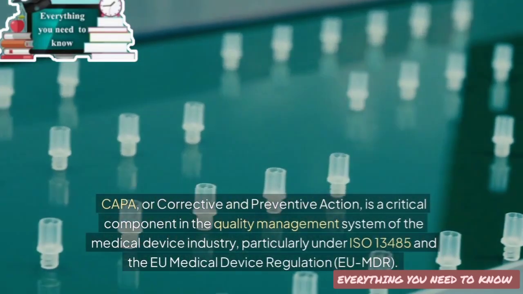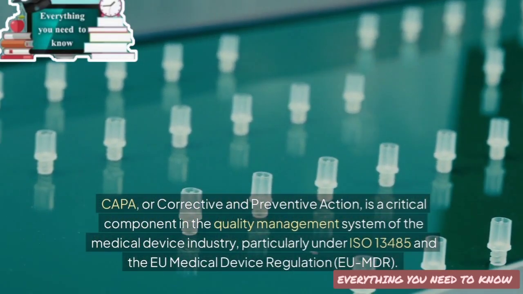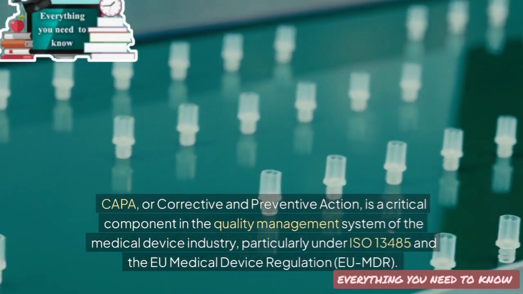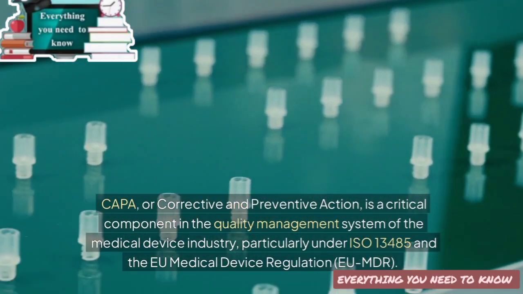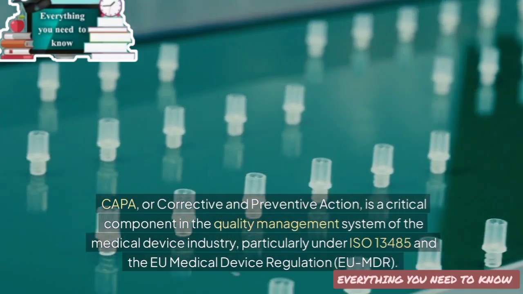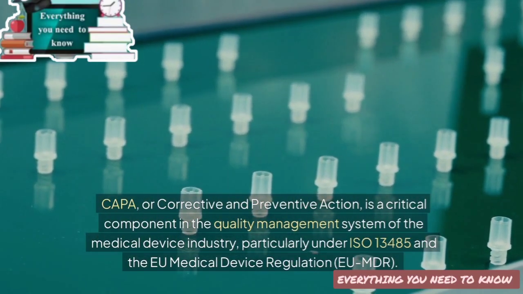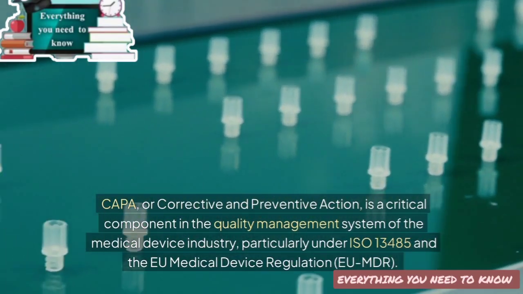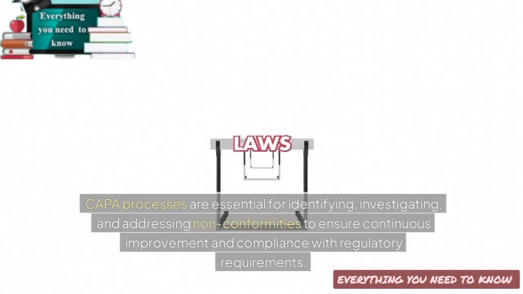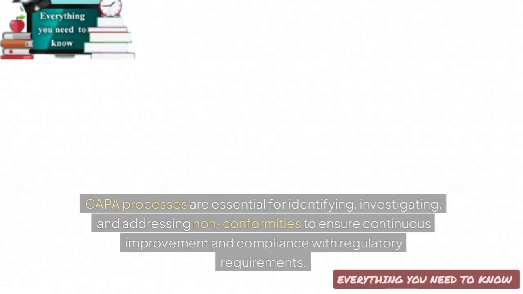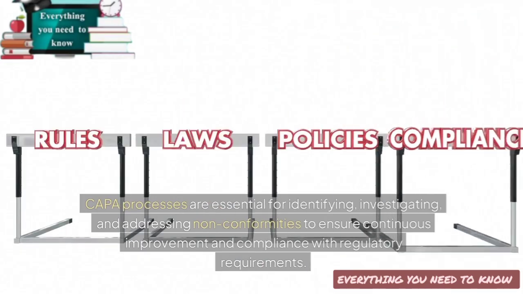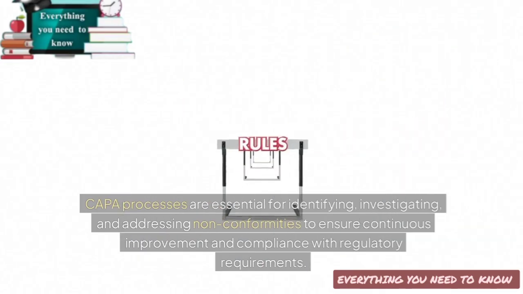CAPA, or Corrective and Preventive Action, is a critical component in the quality management system of the medical device industry, particularly under ISO 13485 and the EU Medical Device Regulation, EU MDR. CAPA processes are essential for identifying, investigating, and addressing non-conformities to ensure continuous improvement and compliance with regulatory requirements.